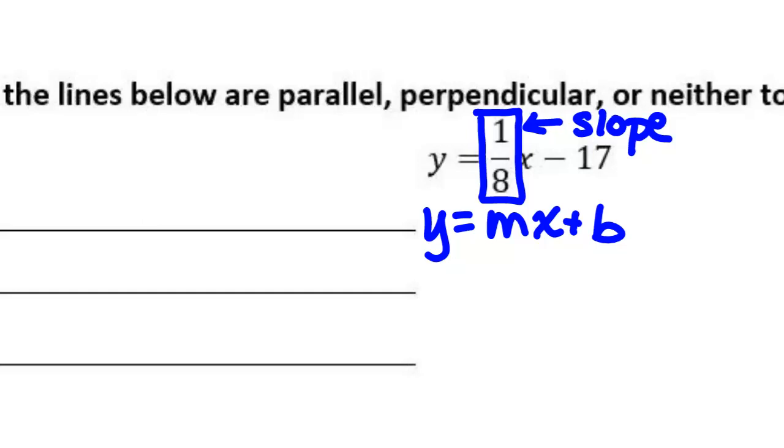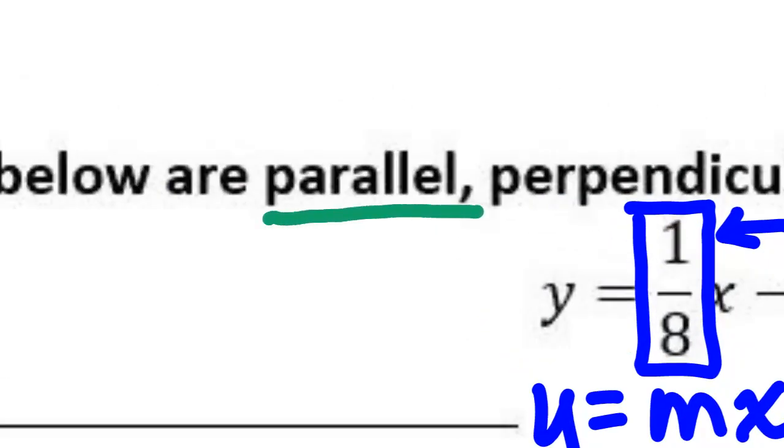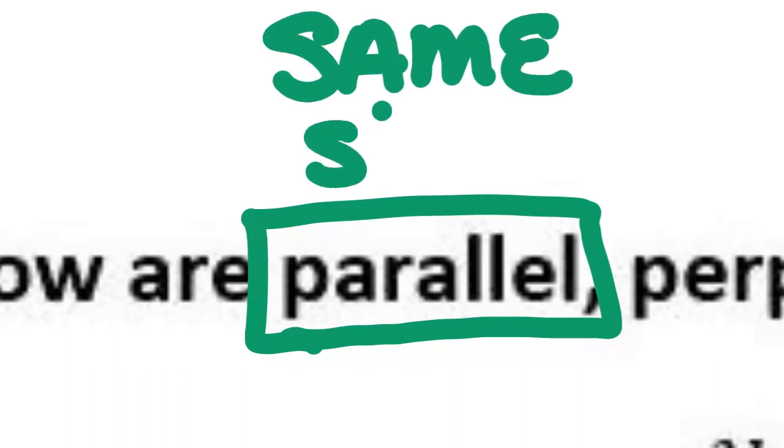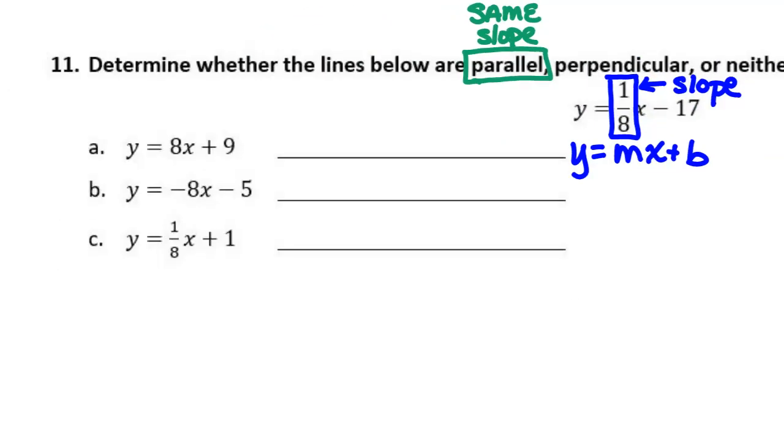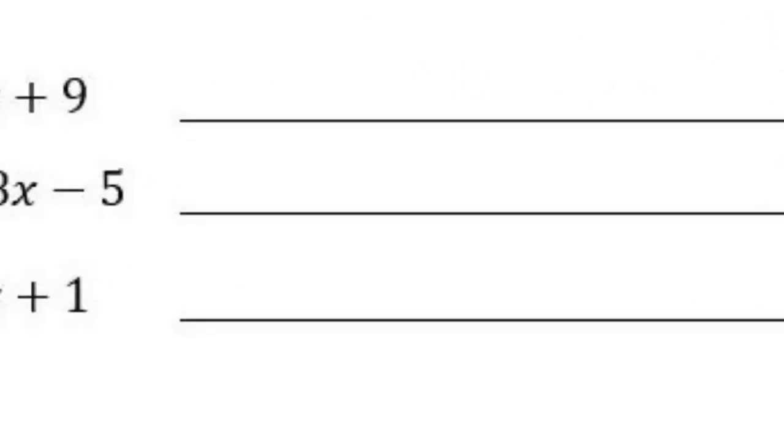If I want a line to be parallel, what should I be looking for? The equation for a line that is parallel. Same slope. So I'm looking for one that has the exact same slope, the exact same 1/8 as that given equation. Which one, A, B, or C, has the same slope? C. So this would be my parallel one.